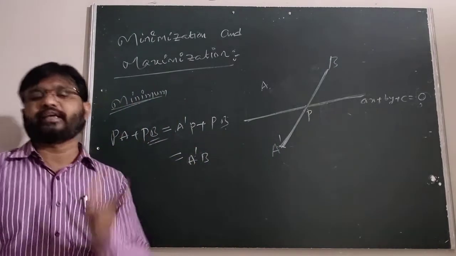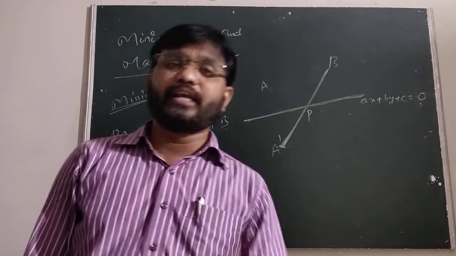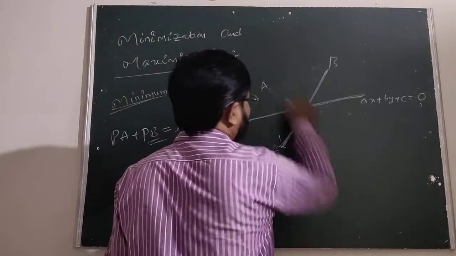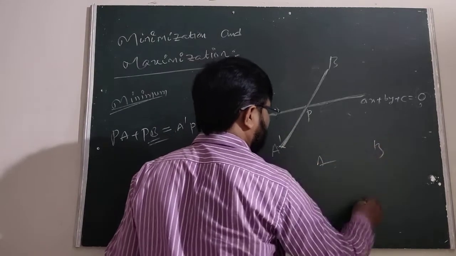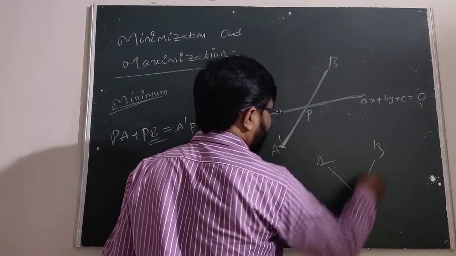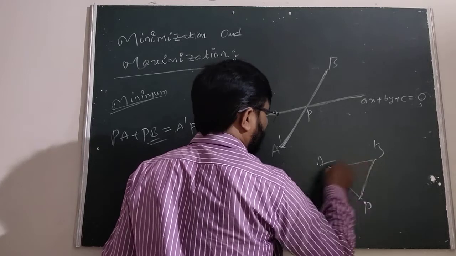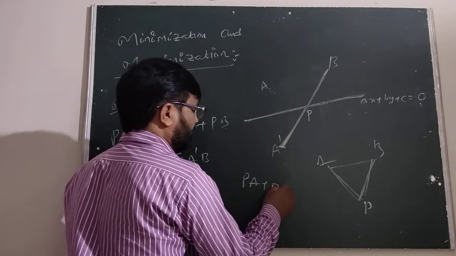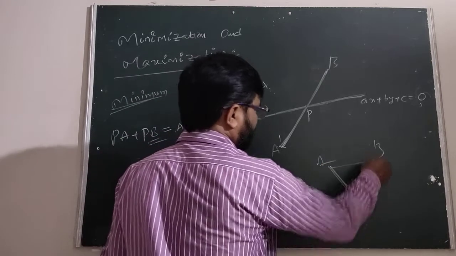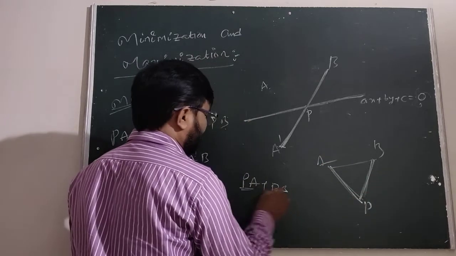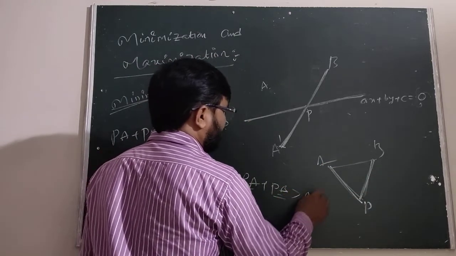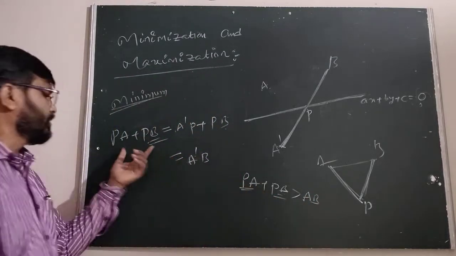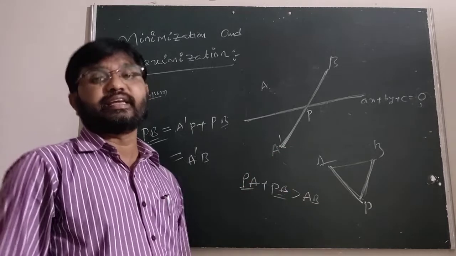Why are we taking the minimum here? Suppose you take a triangle, suppose this is A, this is B, this is P. We know the triangle law: this is PA, this is PB. The sum of the two sides is always greater than the third side. That means PA plus PB is greater than AB.